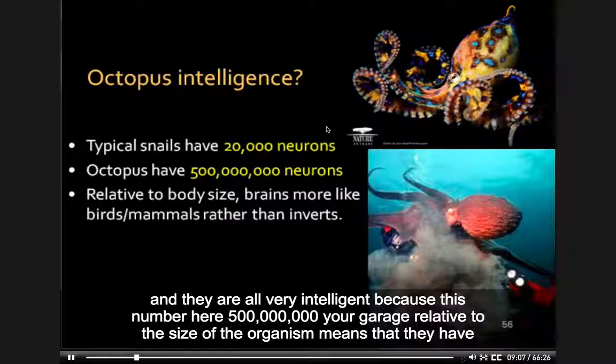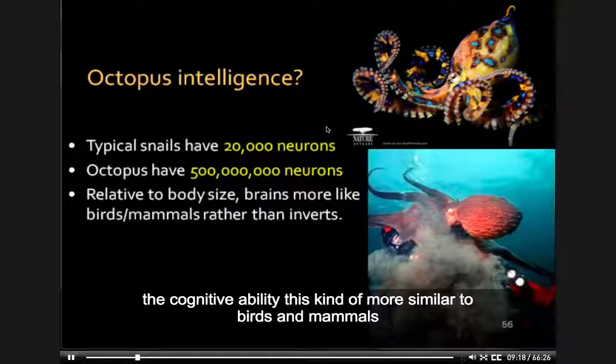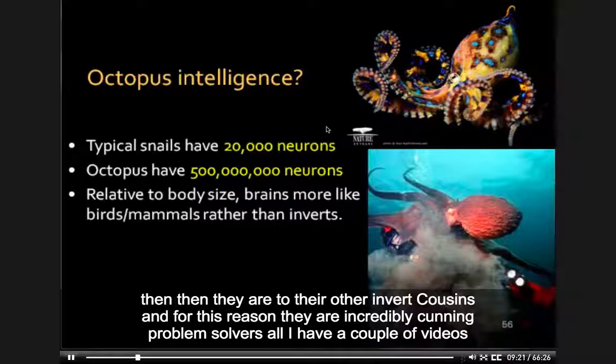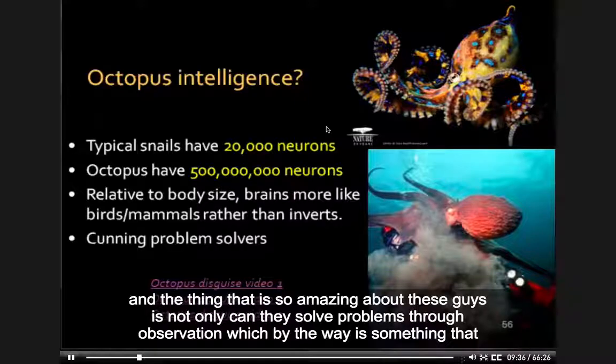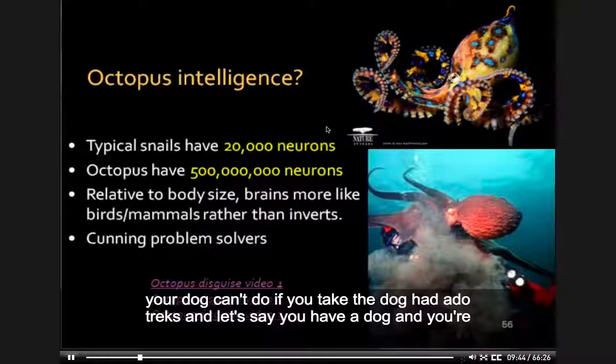And they are very intelligent because this number, 500 million neurons, relative to the size of the organism, means that they have cognitive ability that is more similar to birds and mammals than to their other invert cousins. And for this reason, they are incredibly cunning problem solvers. I have a couple of videos posted on the course website on octopus disguise. And the thing that is so amazing about these guys is not only can they solve problems through observation, which, by the way, is something that your dog can't do.